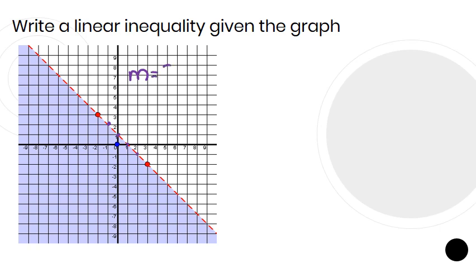definitely negative. But if I wanted to confirm by going between dots, if I was to take a look, down 1, 2, 3, 4, 5, and I'm going right 1, 2, 3, 4, 5. So that confirms that my slope is definitely negative 1. So to start off, I'm going to have a y, I'm going to have a slope of negative 1. In this particular example, I could use slope-intercept form because I have a y-intercept of positive 1.